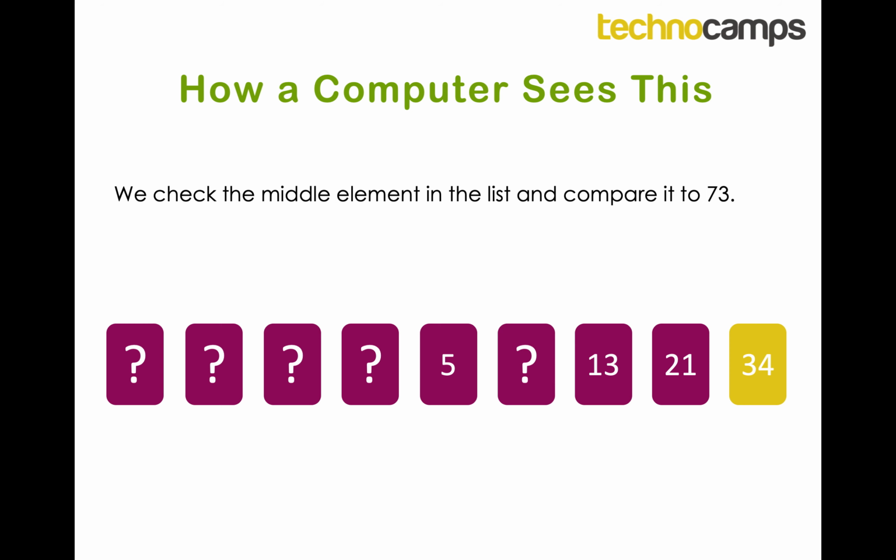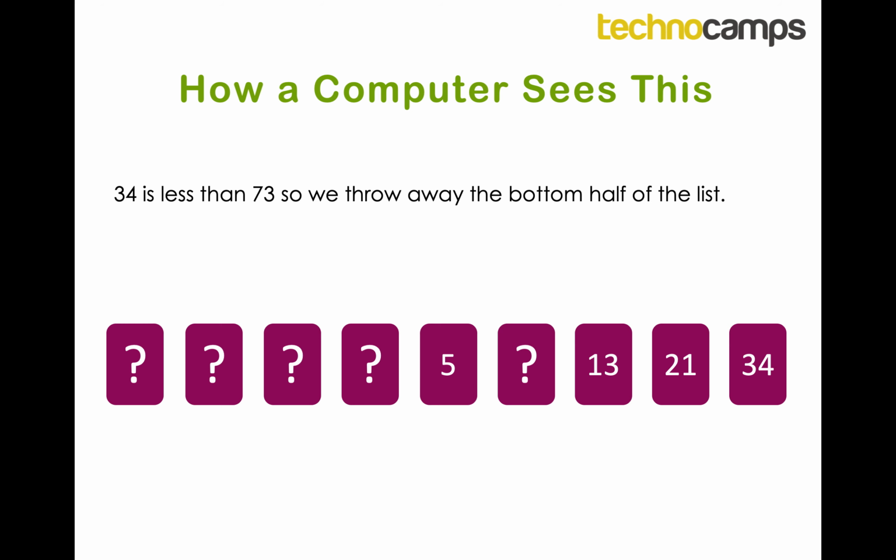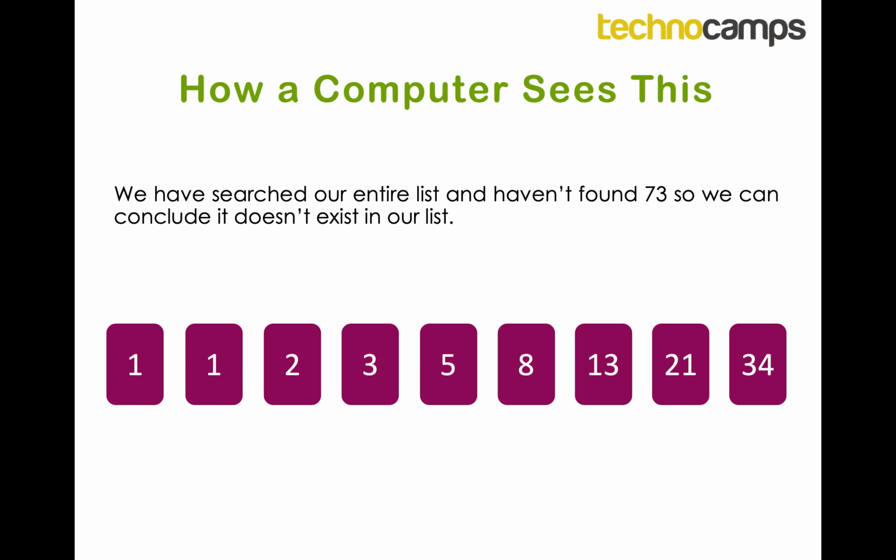And it checks if 73 is equal to 34. No, it isn't. Sadly, it has not actually found the number that it was looking for, and it has exhausted the whole list. So we have searched the entire list and we haven't found 73, and it concludes that it is not there in the list. So all it took was only 3 or 4 searches to know that the number was not in the list, instead of going through all the 9 elements in the list to find out if it was there.